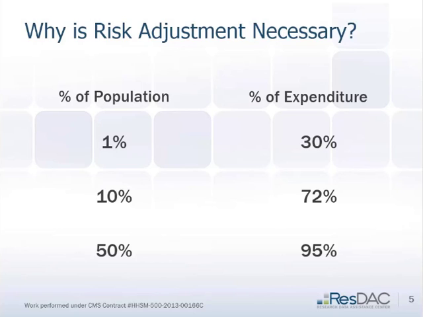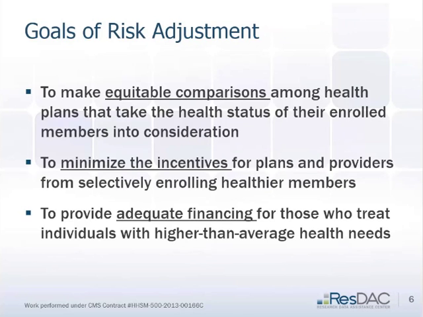And the problem with that is that if you're in a capitated payment system where you're not risk adjusting, you're receiving the same payment per person, it gives you a huge incentive to avoid sick people, right? You can do all the care management you want, but really you're going to get hammered if you enroll people that are sicker on average. And so what risk adjustment tries to do is to minimize those incentives for cream skimming and to make equitable comparisons across health plans, level the playing field in a sense. And also then provide adequate financing for programs that do enroll people that are sicker than average.